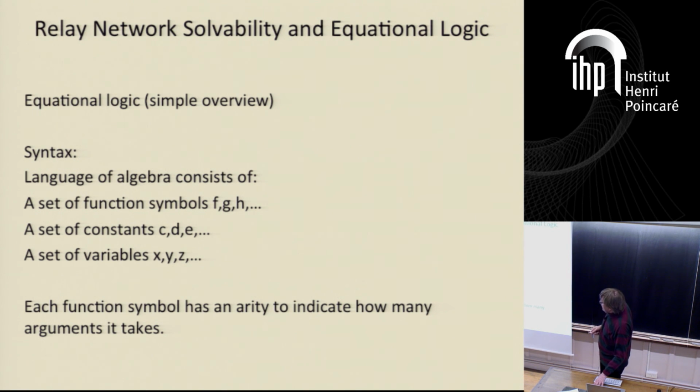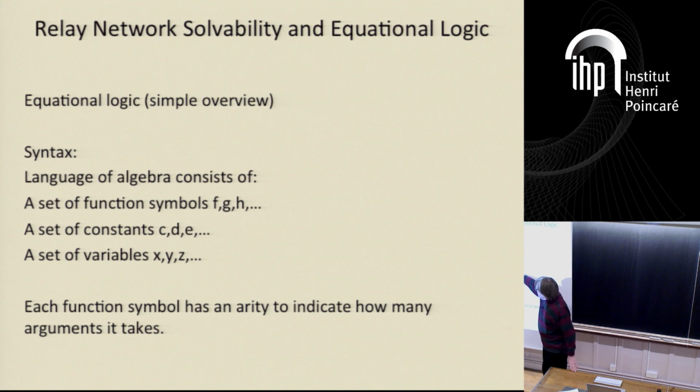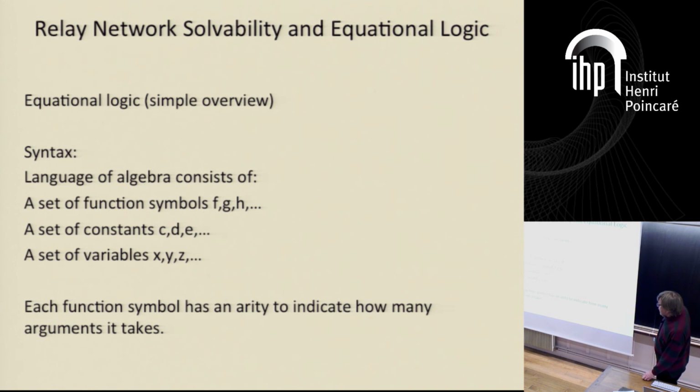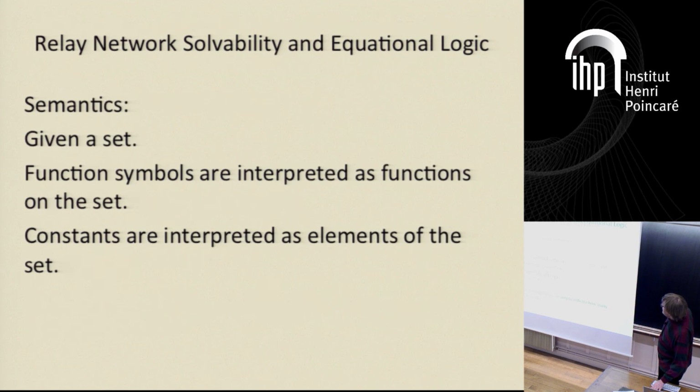So equational logic, I think it's kind of intuitive what it is about, but it's basically a language that consists of a set of function symbols and constants. We don't really have constants here, by the way, when we set up problems. Maybe one constant, like 0, sending either nothing or some default symbol, but in general we don't really use constants. And then we have a set of variables representing the different messages being sent. For each function symbol, it has a certain arity that depends on how many arguments it takes. That's the syntax, and then the semantics is simply a set on which each of the function symbols is interpreted as a function on the set.